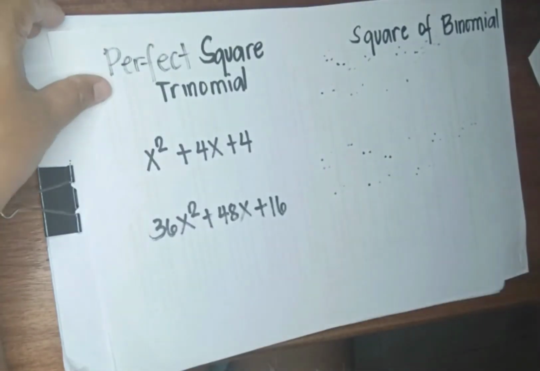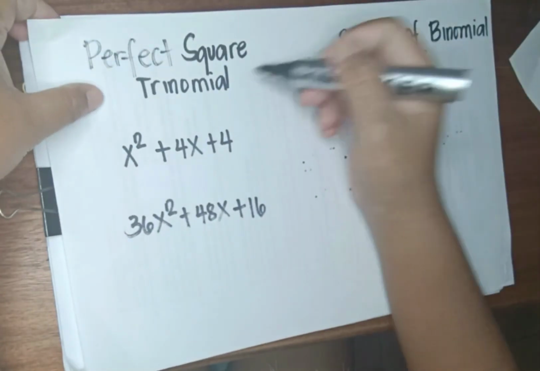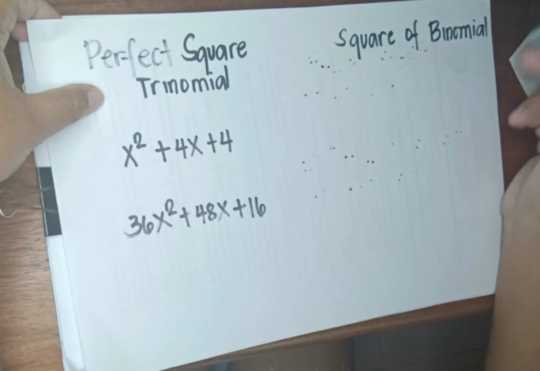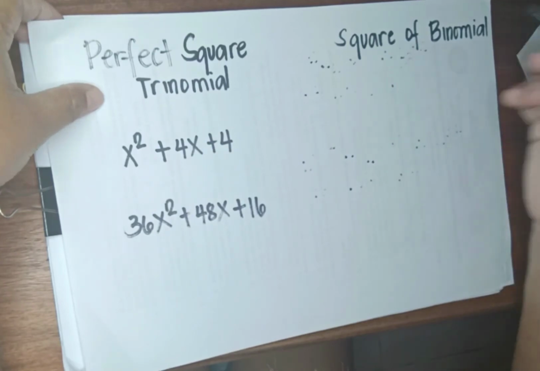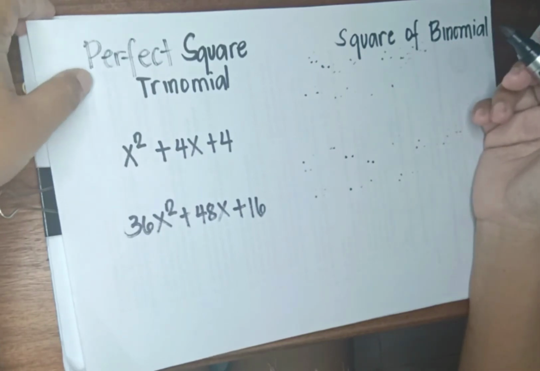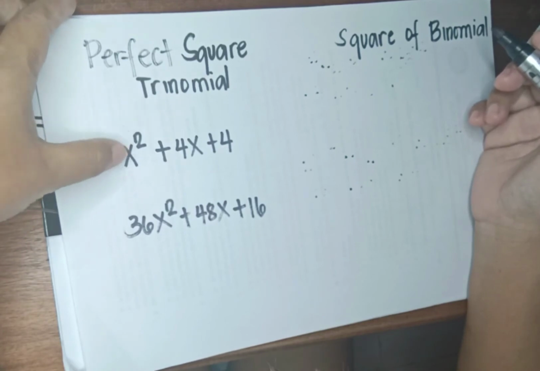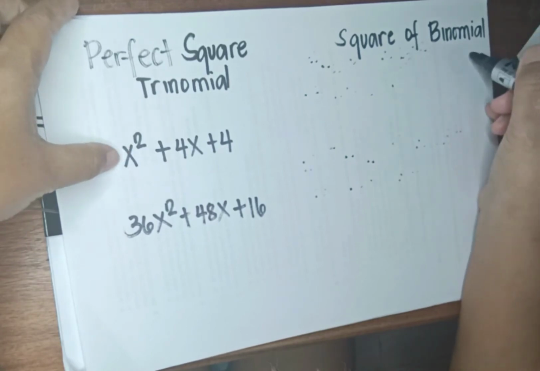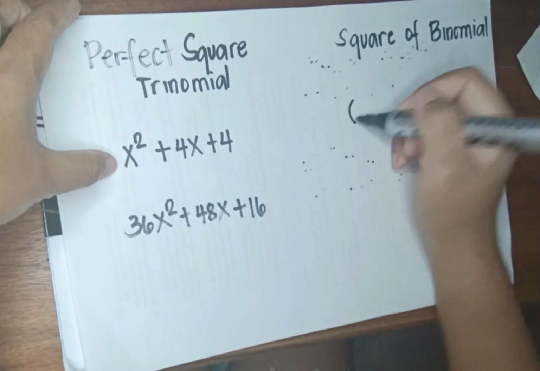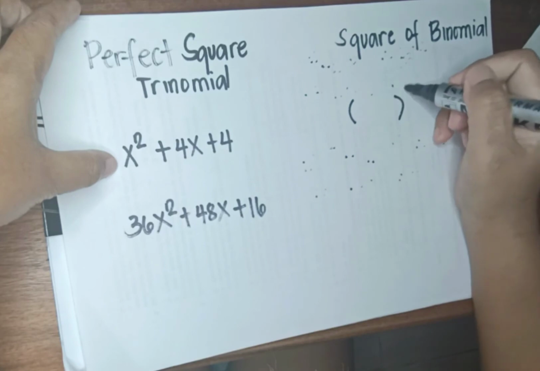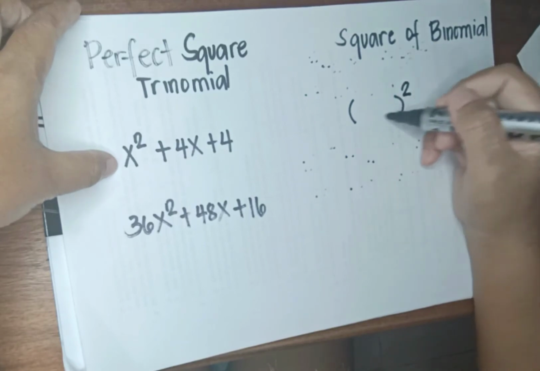Okay, ngayon naman, how are you going to transform perfect square trinomial into a square of binomial? Baliktad naman. Okay? So, pag perfect square trinomial, ibig sabihin, tatlong term. Pag square of binomial, 2 terms lang. So, therefore, meron kang square of binomial, ibig sabihin, naka-squared yan. So, ngayon, paano mo kukunin?